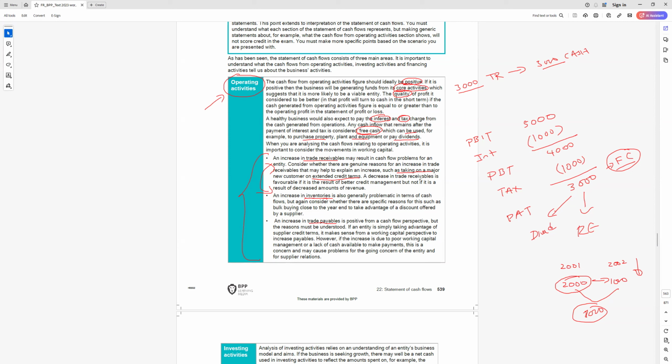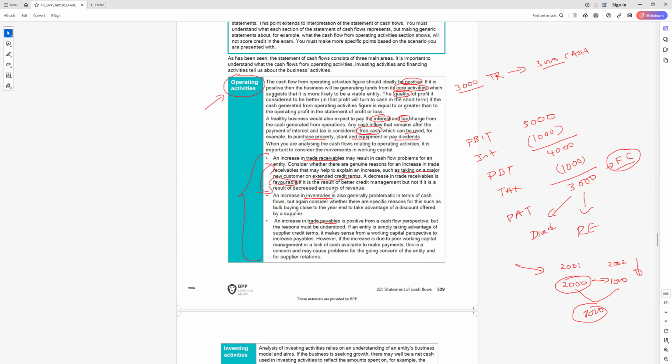A decrease in trade receivables is favorable. Even though this looks favorable, as in the example we just saw here, it is so if it is the result of better credit management, but not if it is a result of a decreased amount of revenue. So if my sales are going down, and because of this reason my trade receivables are going down, it cannot be a good reason. Same thing for the inventories.